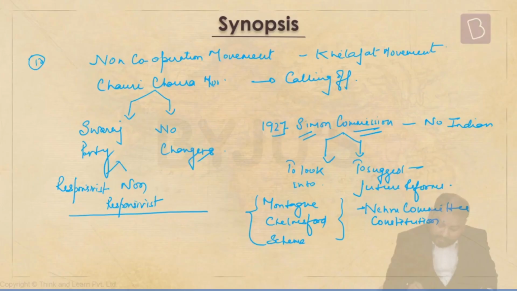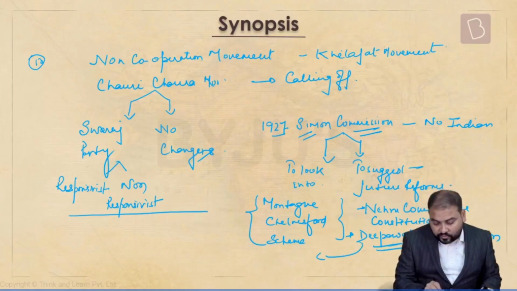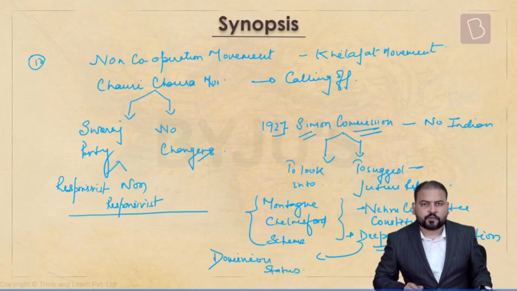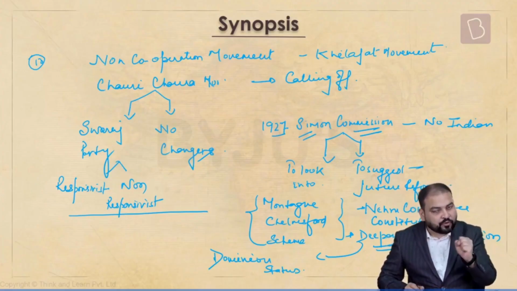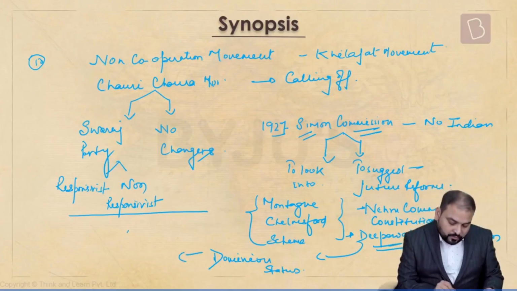At this moment only, the government will again announce something on the day of Deepavali, which is known as the Deepavali Declaration. Under this, they will say, we are ready to give you dominion status. We will say, we are not happy with this. Now we want Poorna Swaraj, nothing else but Poorna Swaraj.